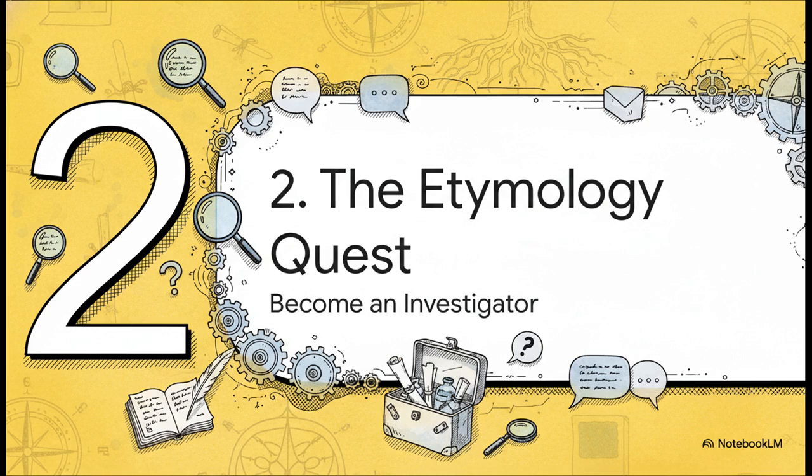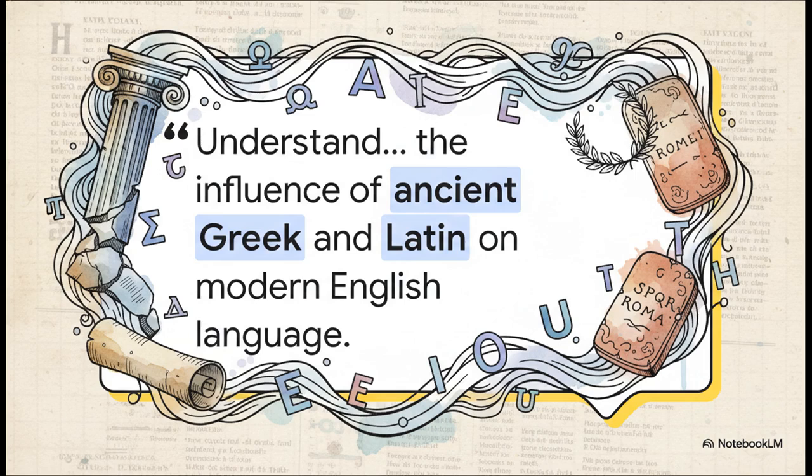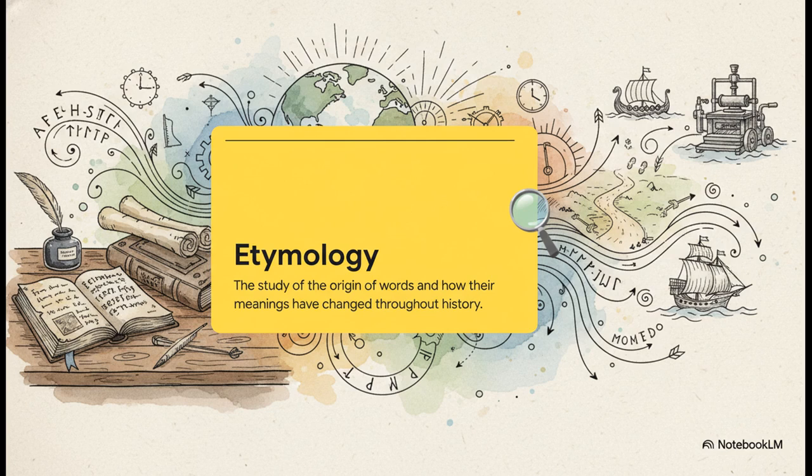Your mission, should you choose to accept it, is the etymology quest. So here's the official briefing. The main goal here is to understand, describe, and really dig into the influence of ancient Greek and Latin on modern English. You would be absolutely amazed at how many of our words have these ancient fingerprints all over them. And the name of our field, our special area of investigation, is called etymology. So what is that exactly? Well, it's the study of where words come from. We're not just looking at a word's definition today. No, we're digging deeper. We're looking for its origin story, its whole journey through history to get to us right now.